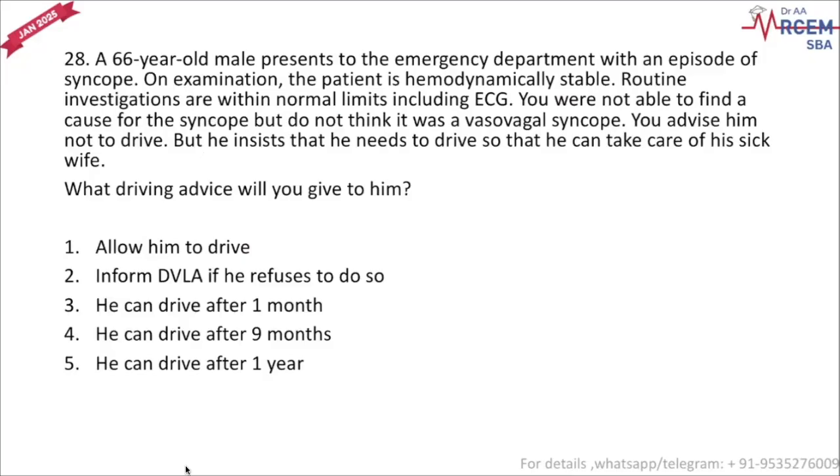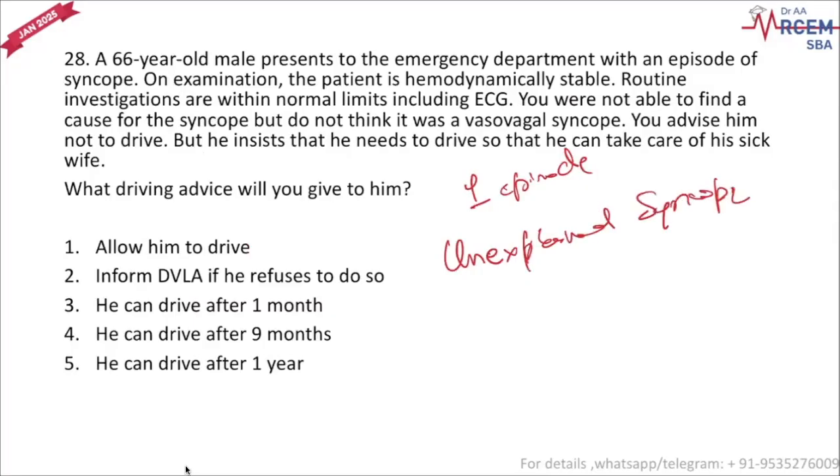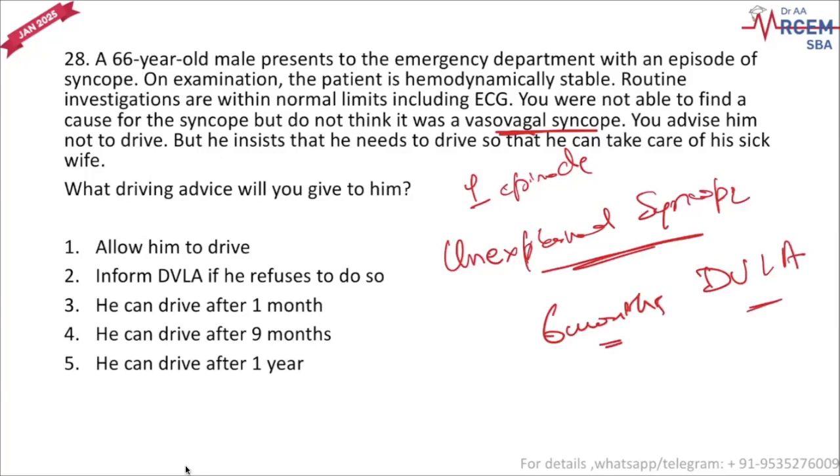So, what is the diagnosis here? It is an unexplained syncope, the first episode. It is not a vasovagal syncope, we are sure, but it is unexplained. Why the patient had loss of consciousness, we are not aware. So at this point in time, we tell them 6 months, and we ask them to involve the DVLA. Allow him to drive, he cannot do it. Inform the DVLA if he refuses to do so. Yes, if he doesn't agree not to drive, you need to inform. 1 month, no, it should have been 6 months. 9 months, again wrong. 1 year, again wrong. So the right answer here is the second one, inform DVLA if he refuses to do so.